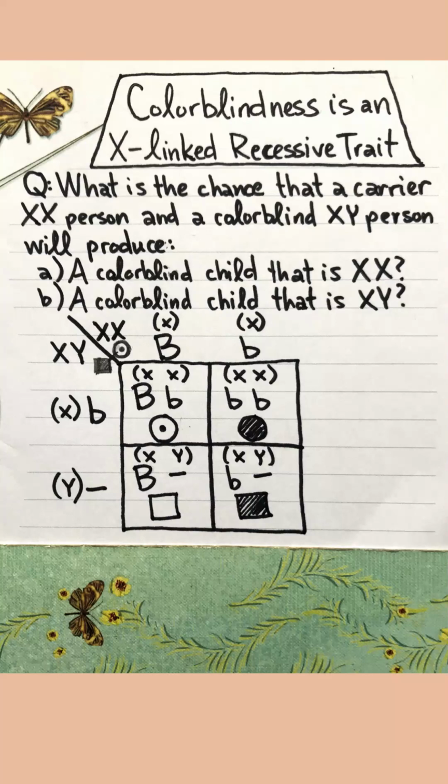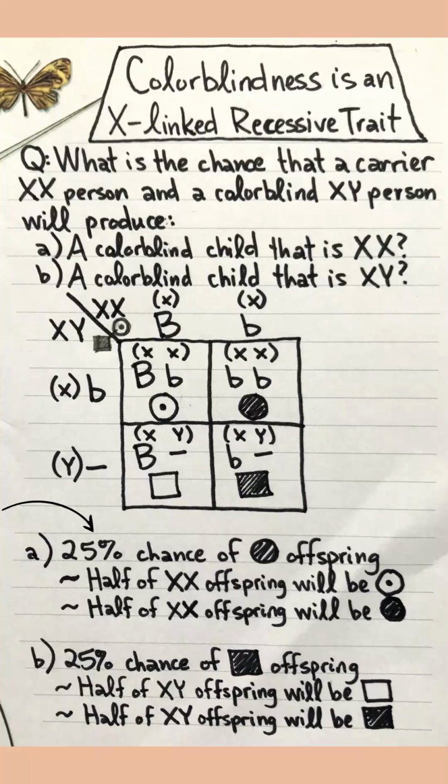So in answer to the question, what is the chance that a carrier XX person and a colorblind XY person will produce a colorblind child that is XX? The answer is 1 in 4, because 1 in 4 of these options ends up with a colorblind child that is XX. If someone were to ask you, what is the chance that an XX offspring is colorblind, that's 50%, because half of the XX offspring were colorblind and half of the XX offspring were carriers for it.